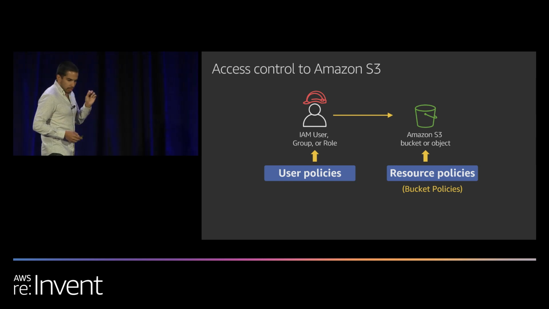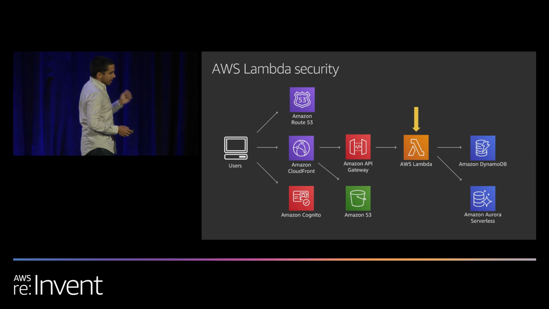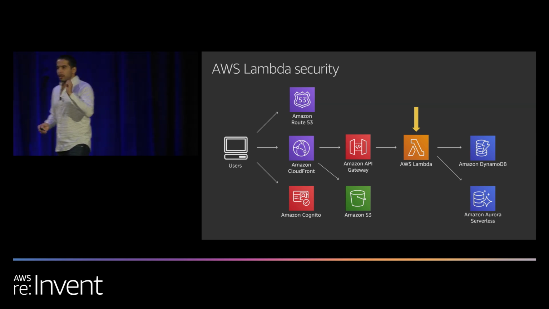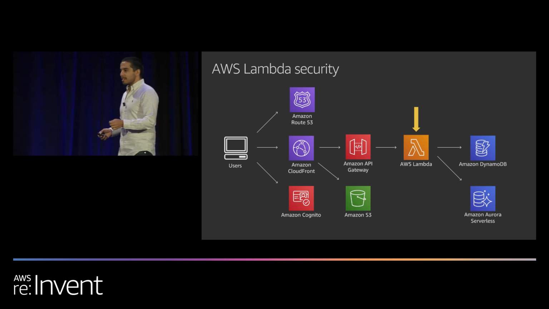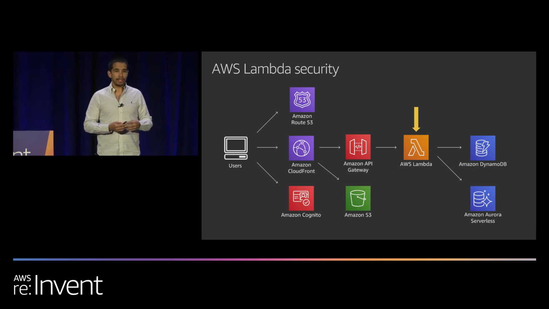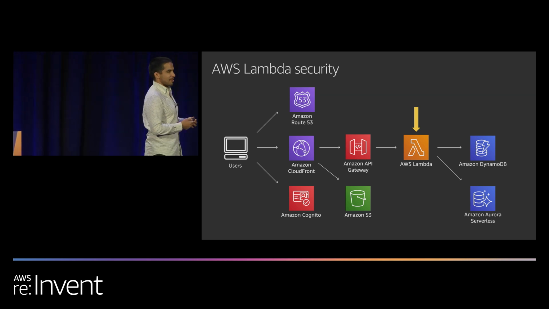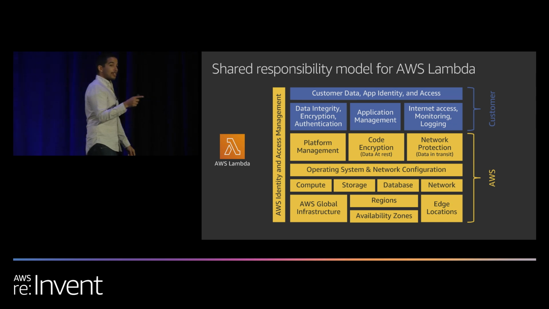All right, so let's go to the horsepower of serverless. Let's go to AWS Lambda. The good thing about this is because you're using AWS Lambda, it means that you don't have to worry about security. AWS is doing everything for you, right? No, not right. It is true, there's a lot less things you need to worry about.